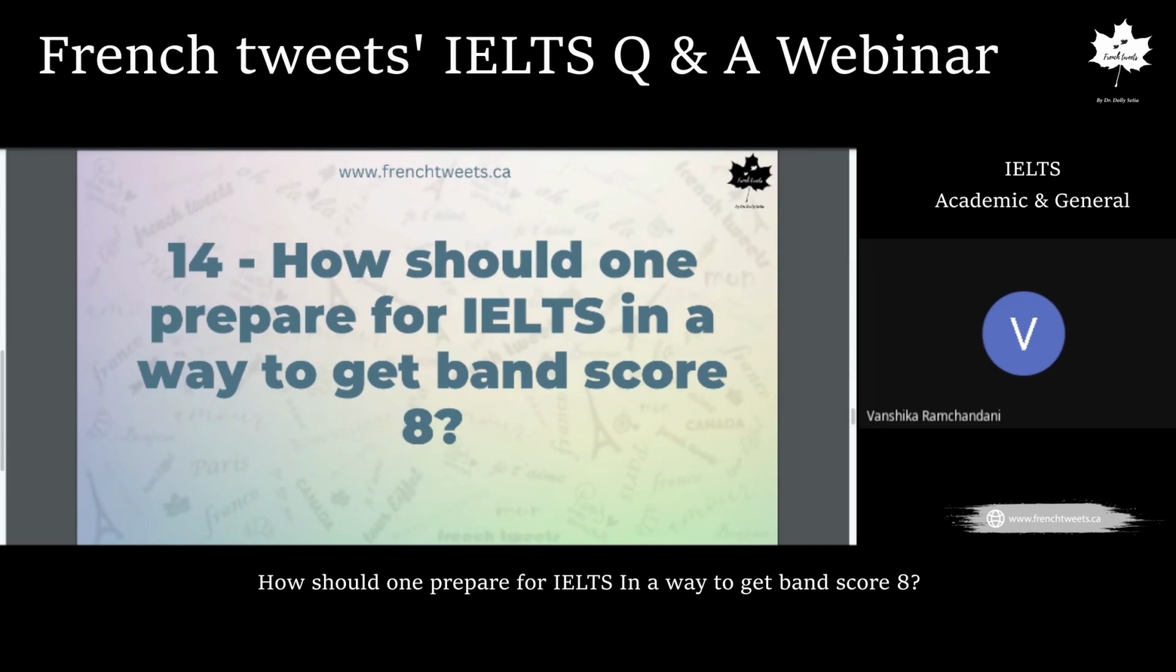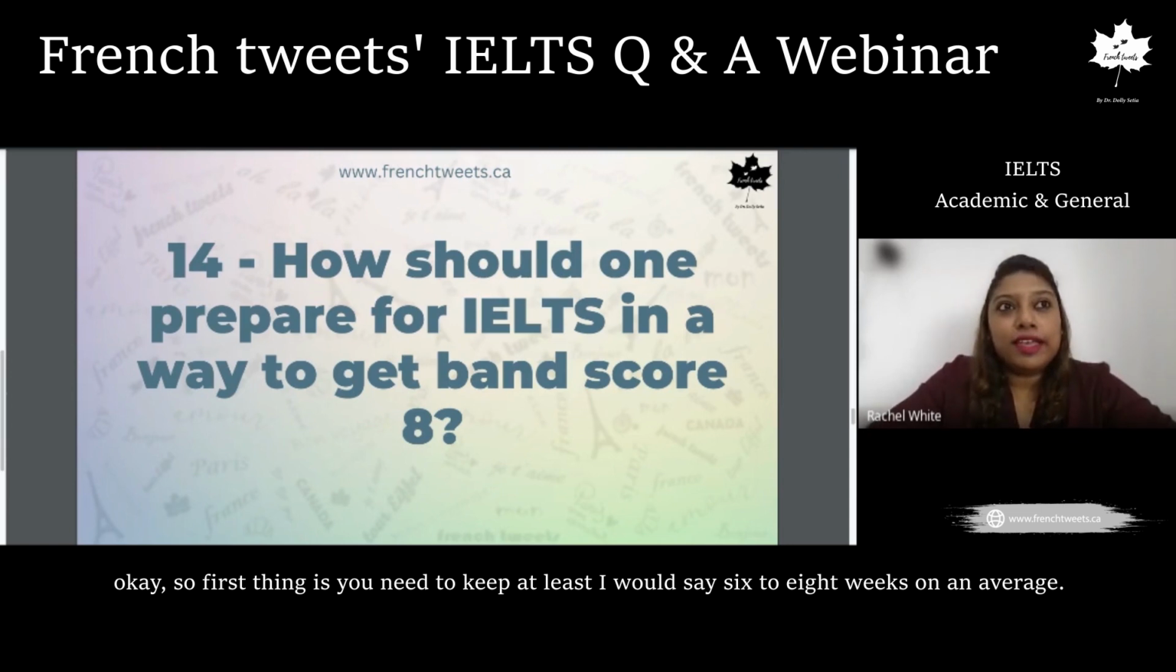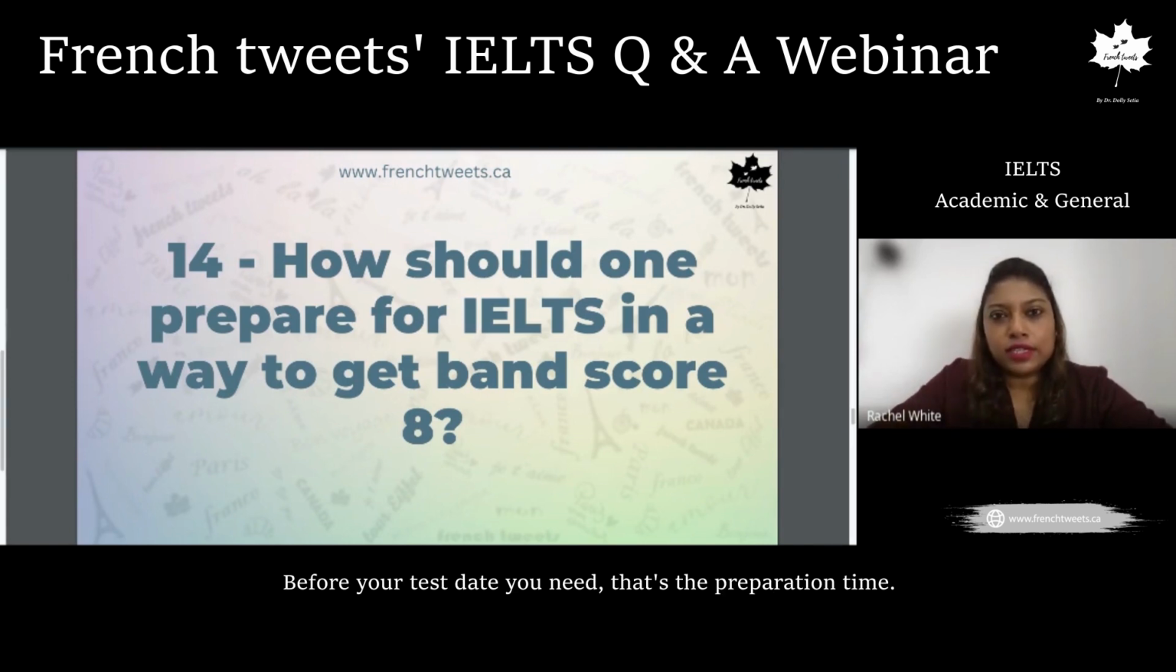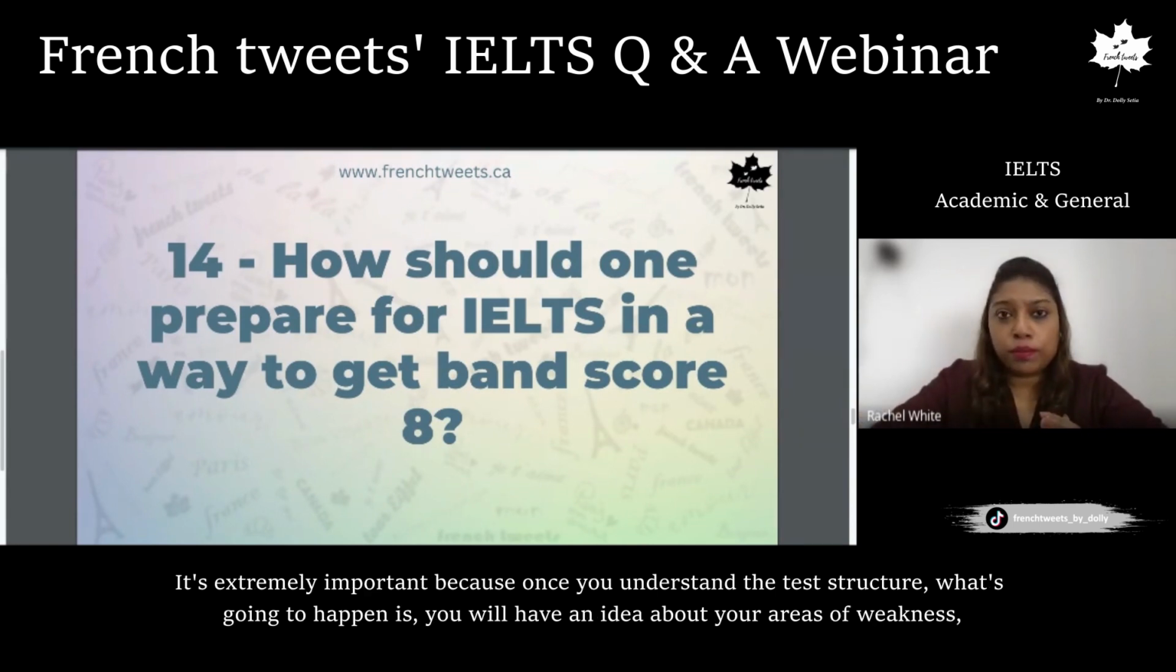How should one prepare for IELTS in a way to get band score 8? Well, good question. How do you get a band 8 in IELTS? So first thing is you need to keep at least, I would say, 6 to 8 weeks on an average before your test date. That's your preparation time. The second thing is understand the test structure. What is expected from all the 4 modules is extremely important.